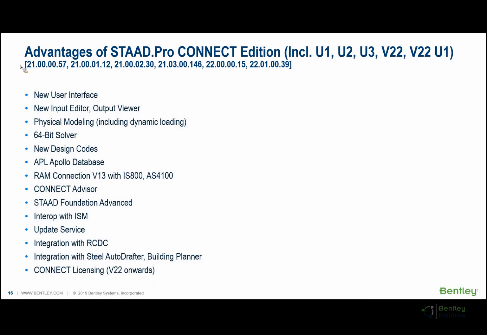If you know about STAAD.Pro Connect Edition and STAAD.Pro SS6 or SS5, you can see these version numbers. After the last STAAD.Pro Select Series 6 version, that is 20.07.11.90, which was the last release version of STAAD.Pro SS6, we have already released 6 versions of STAAD.Pro Connect Edition. So if you are using SS6, you are 6 releases behind.